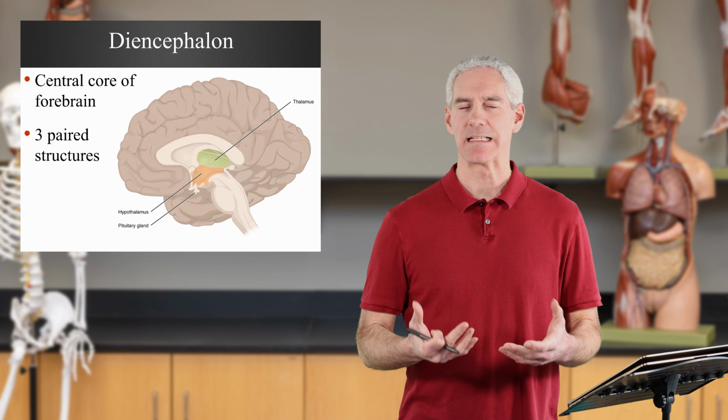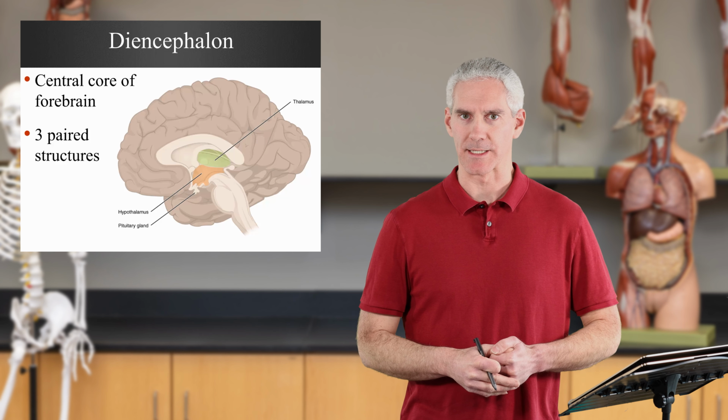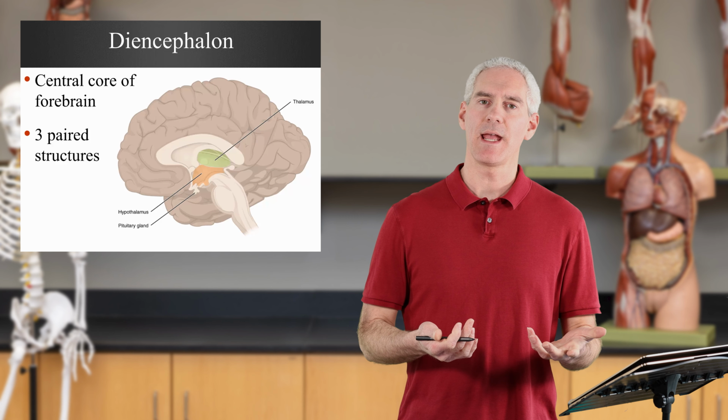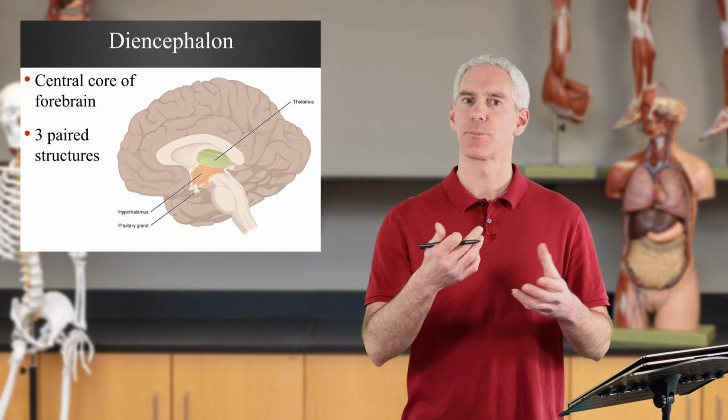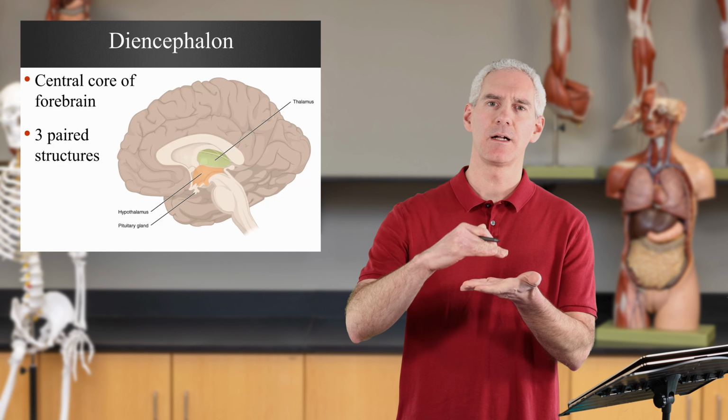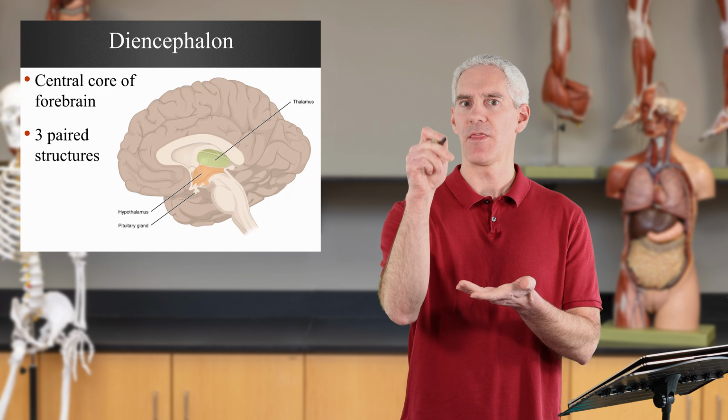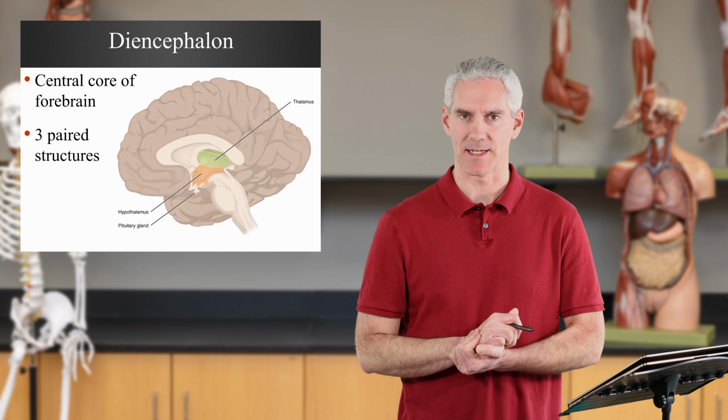The diencephalon is really at the heart or the center of your brain. The diencephalon is located in this region just above your brainstem. So go from the medulla to the pons to the midbrain, then you have the diencephalon region above that.